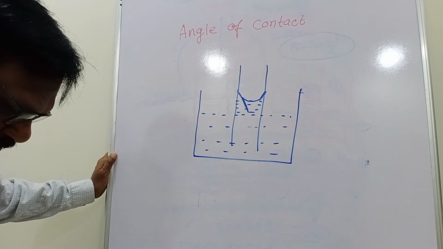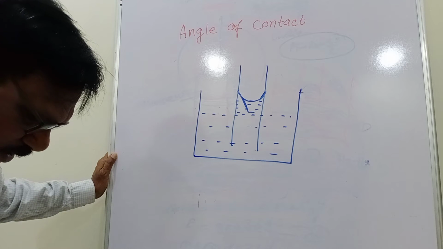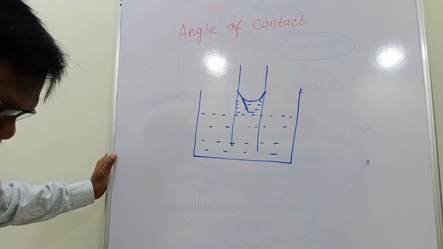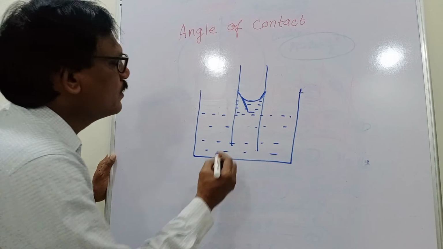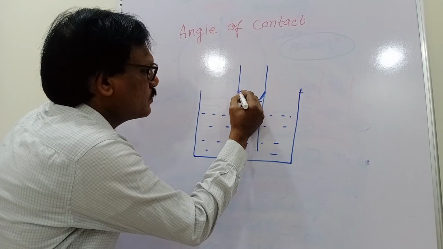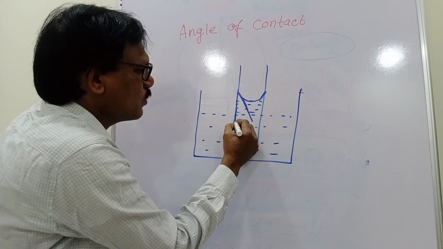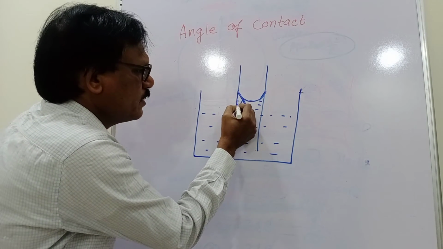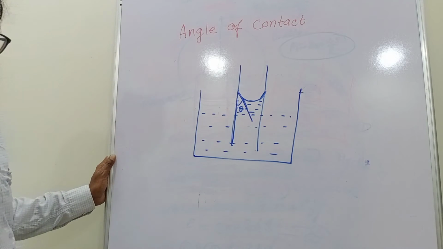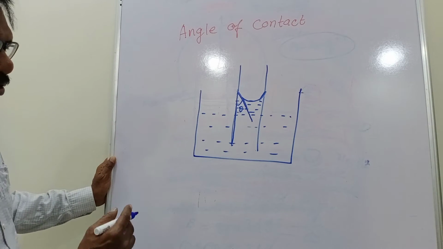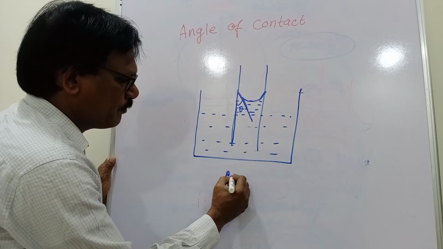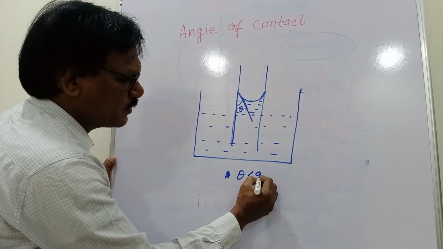The angle between the tangent to the liquid surface at the point of contact and the solid surface inside the liquid. This is the point of contact. So if we draw one tangent here, and this is the solid surface, this angle is called the angle of contact. And in the water case, it is an acute angle, or theta is less than 90 degrees.